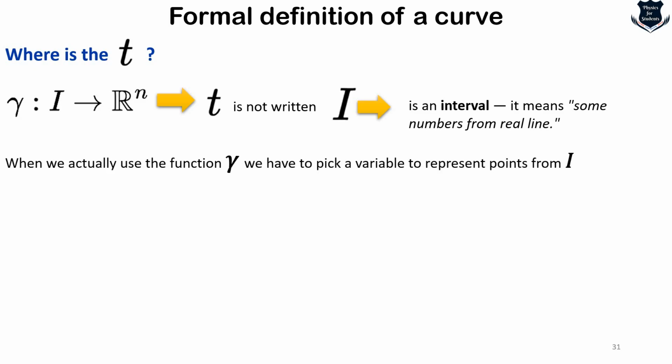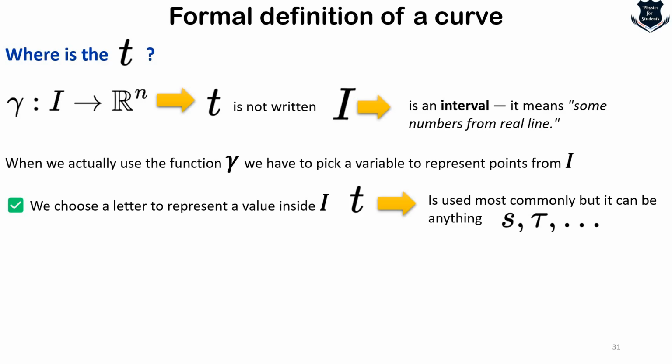So when we actually use the function gamma, we have to pick a variable, which represents the interval, say for example 0, 1, 2, 3, 4 and 5. That is why we choose a letter to represent a value inside I, and this variable is called t. So remember, t is nothing very special. It can be anything. It can be s, it can be tau, it can be p, anything.